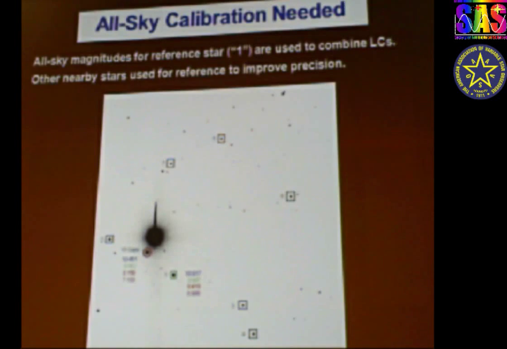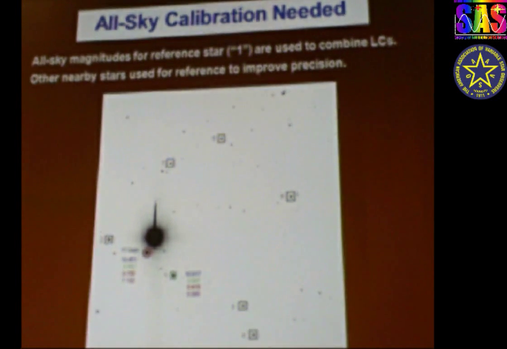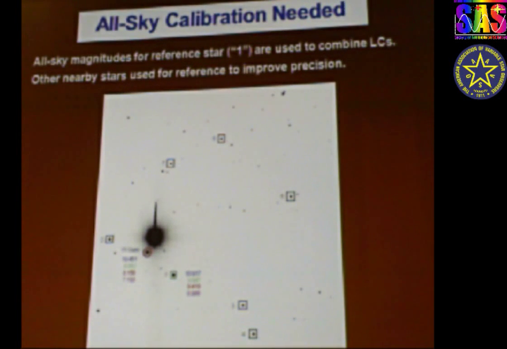Well, in order to do this work and to connect up the light curves, we needed to use one reference star. And the reference star that was selected is that one labeled number 1. And so we did an all-sky calibration of that star in all filters and got the information to use that as an appropriate reference star for this study.